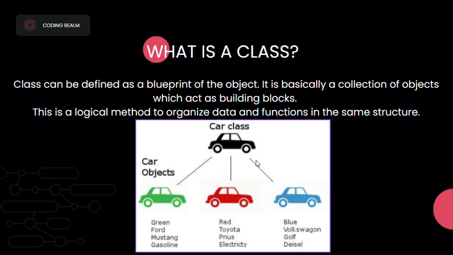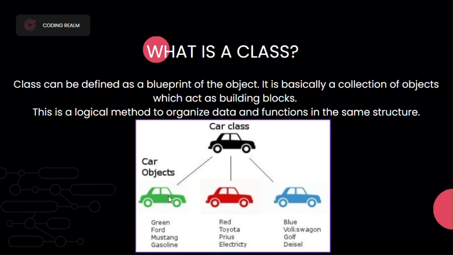Like here, we have a class named car class, and in this class we have three car objects. The first car is green. It represents the data of the car: it's green, Ford, Mustang, and gasoline. The second car is red. It's a Toyota, Prius, and it's an electric car. The third car is a blue car. It's a Volkswagen, it's a Golf, and it's a diesel car.